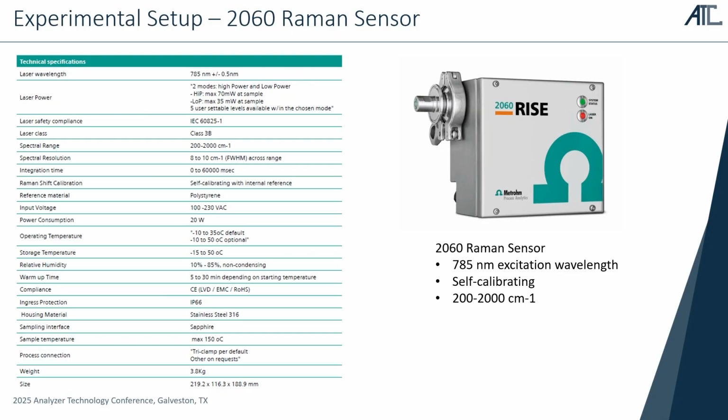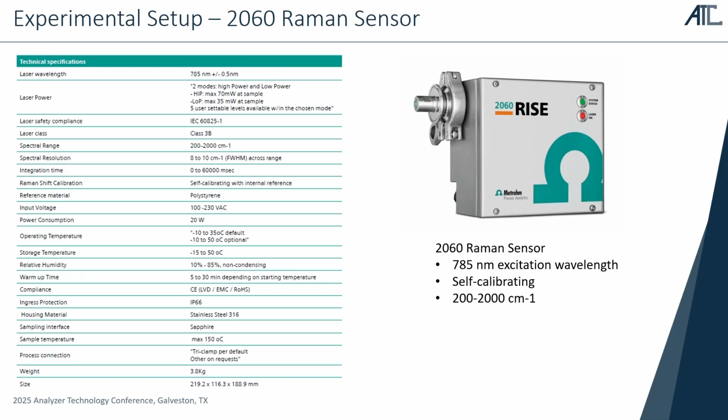The analyzer that we use, or the experimental setup, is a small Raman sensor, about this size, that you can directly plug into a reactor, a pipeline, or a storage tank. The front portion that you see is customizable. So if you use a different kind of flange or clamp, then that front part would be changed. The Raman sensor has a 785 excitation wavelength. That's useful for most applications. Sometimes the laser would need to be changed, and this instrument is self-calibrating, so there's no need to put a calibration standard or anything onto the analyzer.